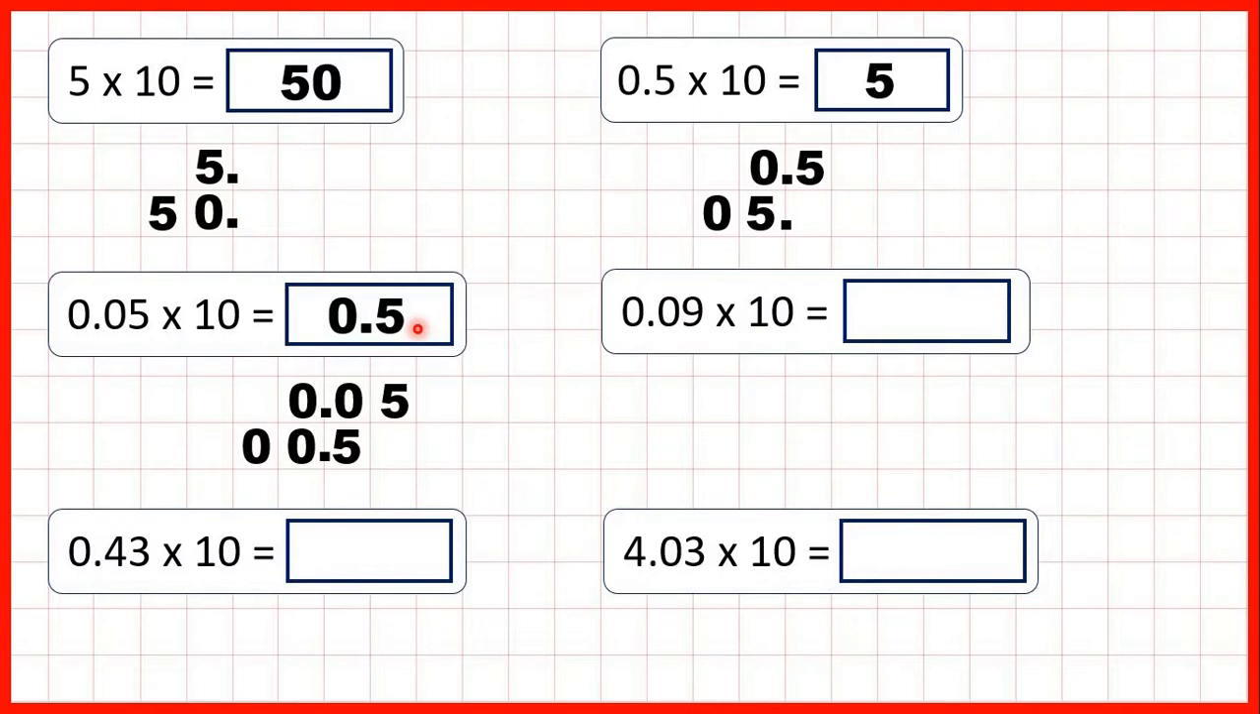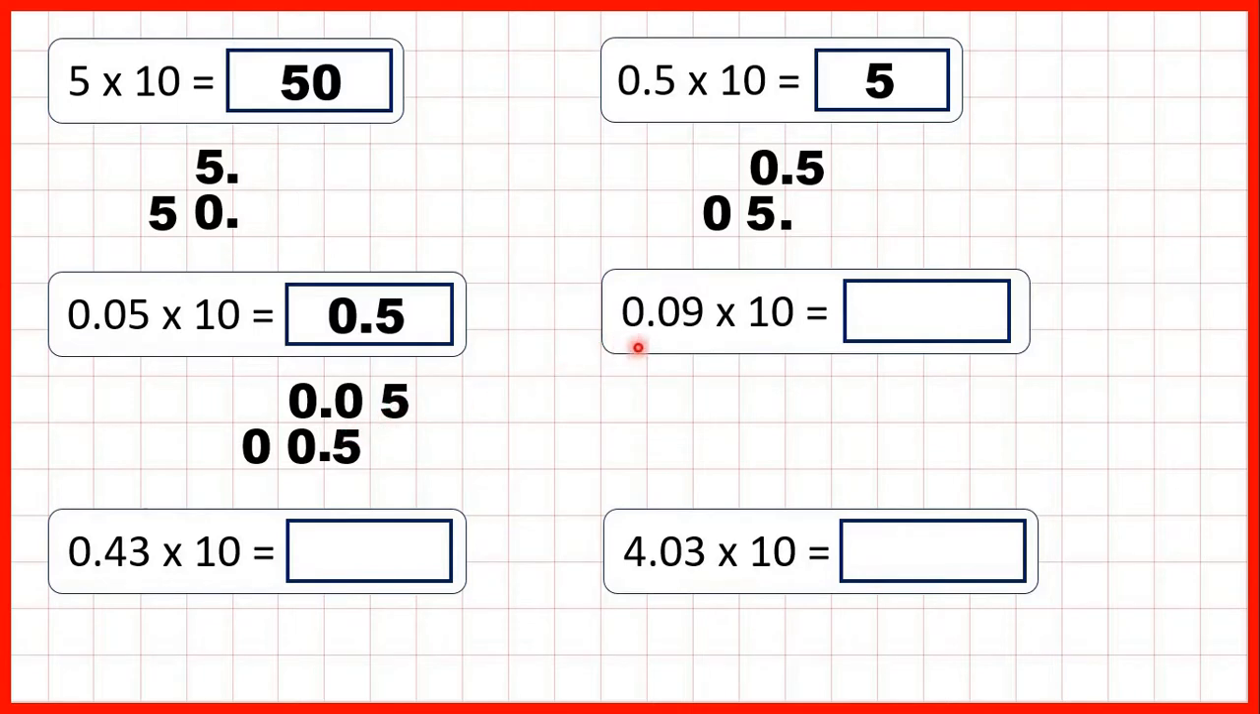Now notice our results so far. When we had 5 ones and we multiplied by 10, we got 5 tens. When we had 5 tenths multiplied by 10, we got 5 ones. And when we had 5 hundredths and we multiplied by 10, we got 5 tenths. And that's because when we multiply by 10, digits move one place value to the left, because when you have 10 of something, you have the place value to the left.